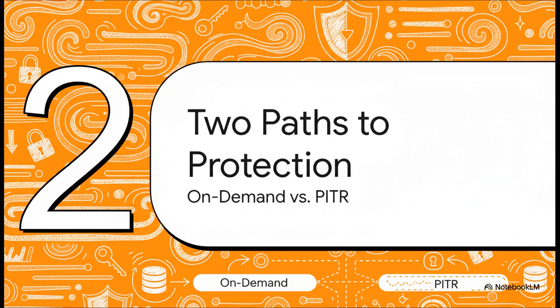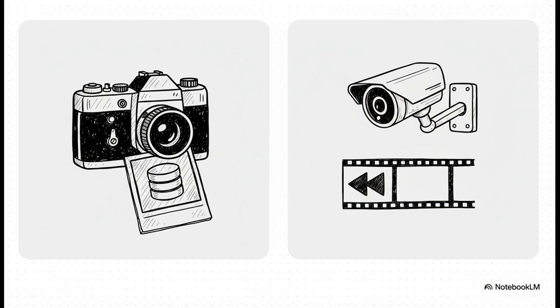Well, DynamoDB gives us two main ways to protect our data. Let's break them down and figure out when you'd use one versus the other. So on one side, you've got on-demand backups. On the other, you have point-in-time recovery, or what we all call PITR. The easiest way to wrap your head around this is with an analogy. Think of on-demand like taking a photograph, a perfect snapshot. And PITR? That's like having a high-def security camera that's always recording and you can just hit rewind.